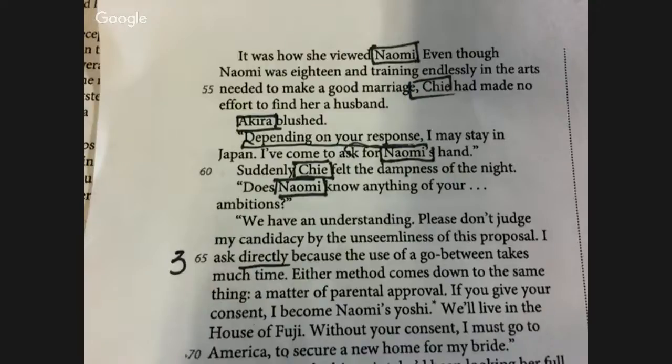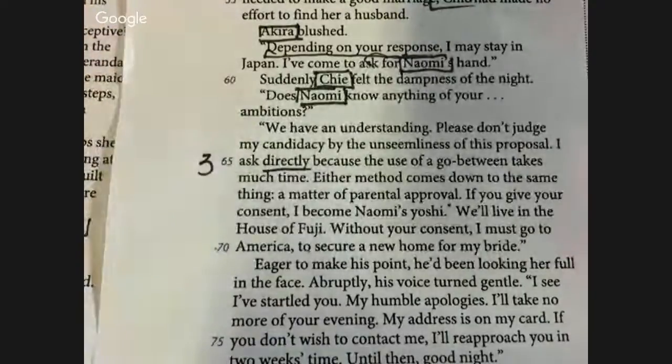Akira blushed. "Depending on your response, I may stay in Japan. I've come to ask for Naomi's hand." Suddenly Chie felt the dampness of the night. "Does Naomi know anything of your ambitions?" "We have an understanding. Please don't judge my candidacy by the unseemliness of this proposal. I ask directly because the use of a go-between takes much time. Either method comes down to the same thing, a matter of parental approval. If you give your consent, I become Naomi's Yoshi."